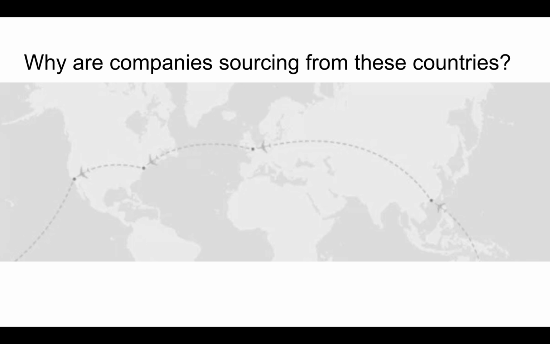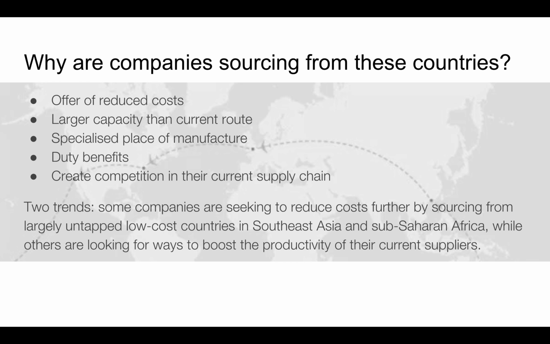So why are companies sourcing from these countries? The first option is the offer of reduced cost. They also might have a larger capacity than their current route. Out of the thousands of factories in Bangladesh, you might be able to get your 10,000 t-shirts made, whereas your factory in China might be full and saying they can't fulfill your order.